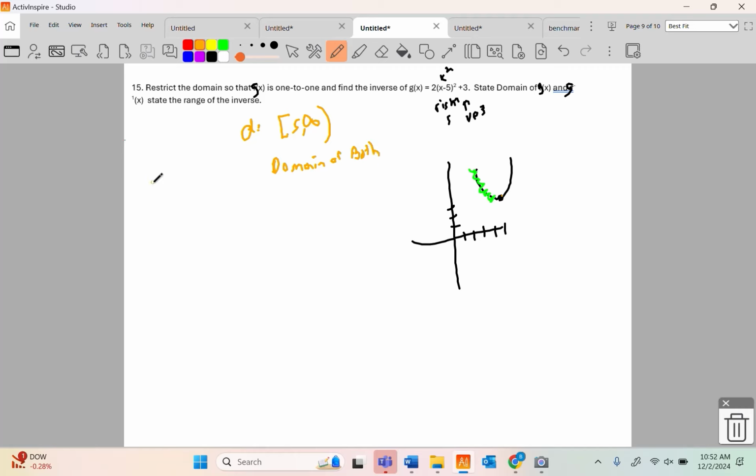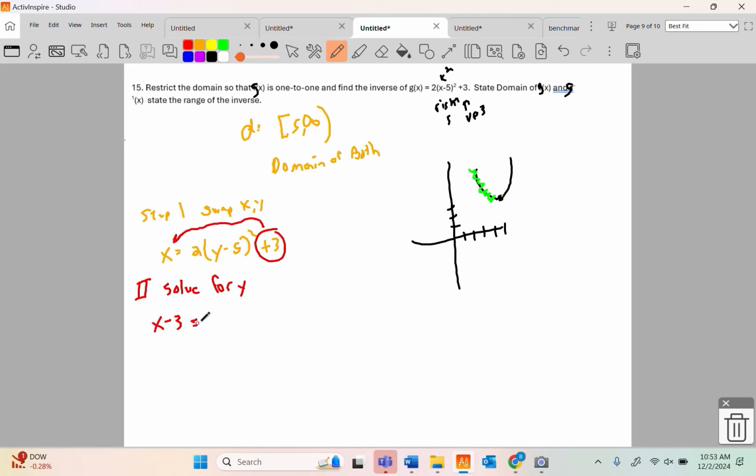All right. Now let's go through our inverse process. Step 1, we swap x and y. In this case, we're going to get that g out. x is 2 times (y minus 5) squared plus 3. And then we're going to do things in the order we were taught from grade school on up. We're at step 2 now, by the way: solve for y. We're going to take that 3 and move it over.